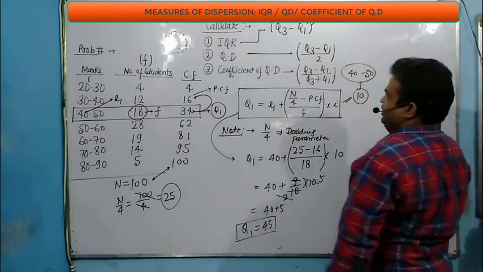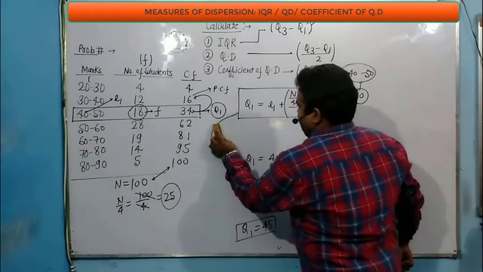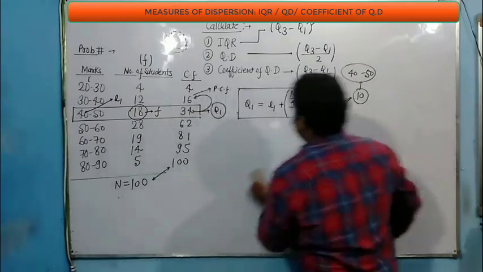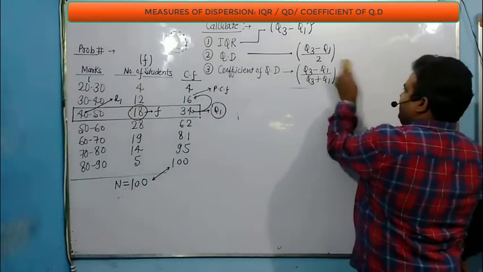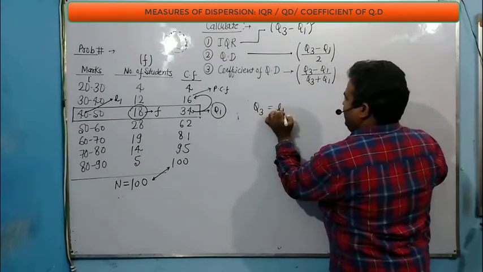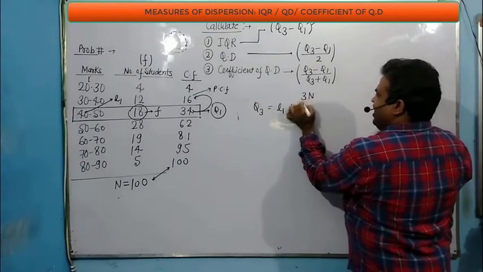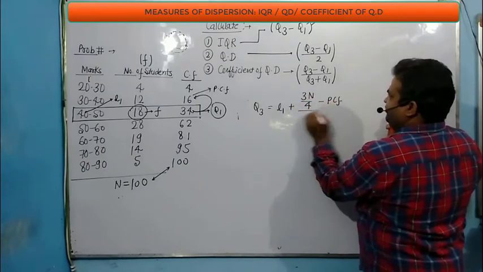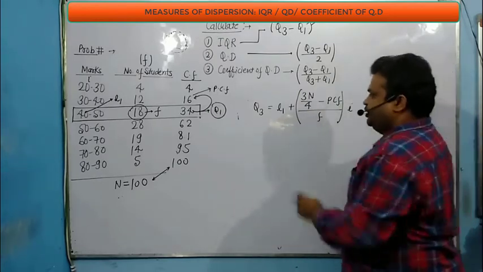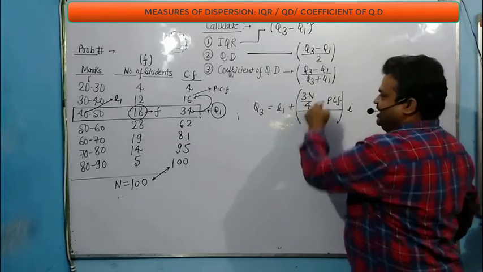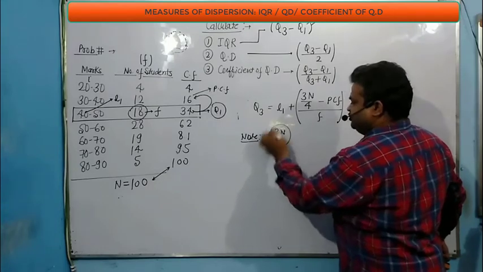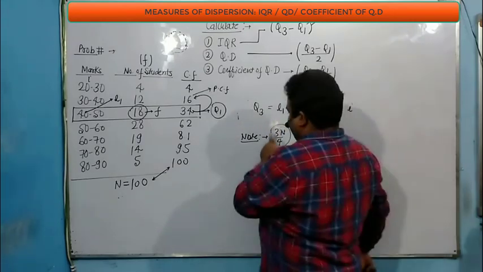So in Q3, now you have to change the formula also. Now in this case, what is my deciding parameter? First you select what is my formula of Q3. So my third quartile formula is L1 plus 3n by 4 minus PCF divided by F multiplied by I. Now for Q3, you need to calculate L1 again. This is your deciding parameter. So again I note 3n by 4. So first you proceed with this. So first you calculate this value.